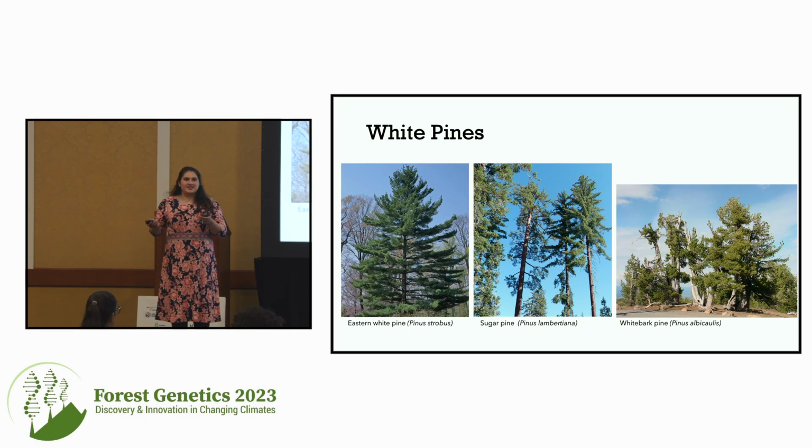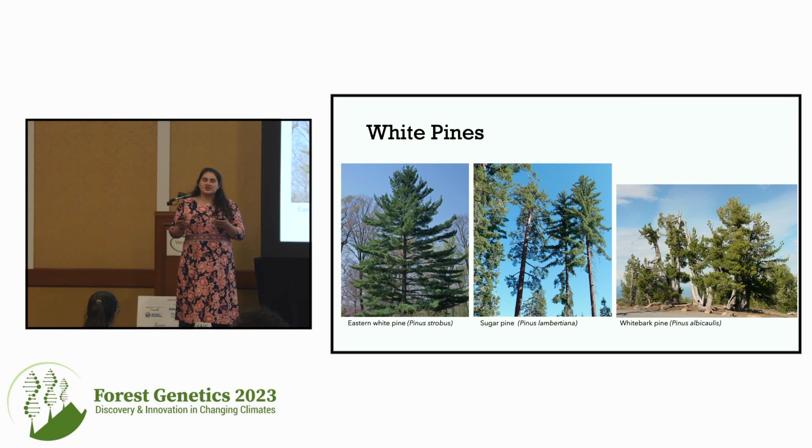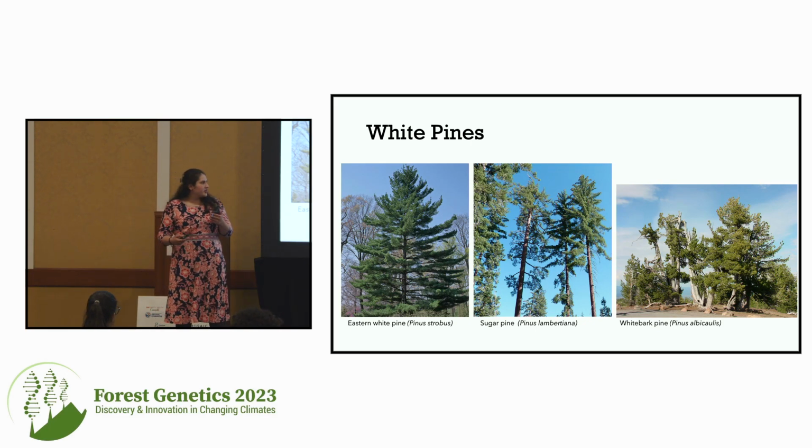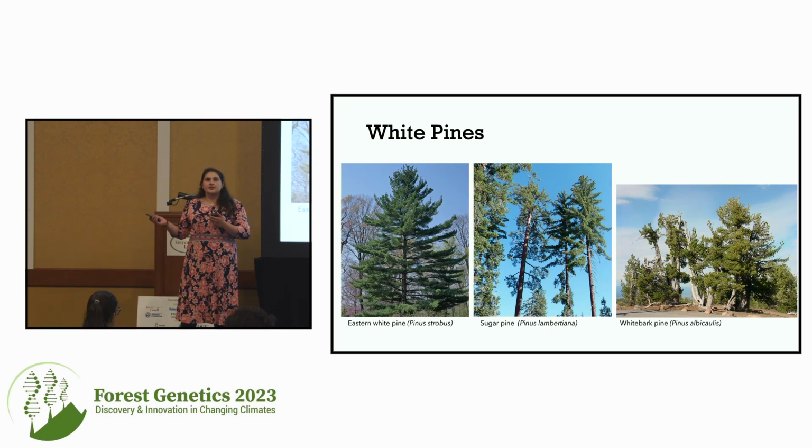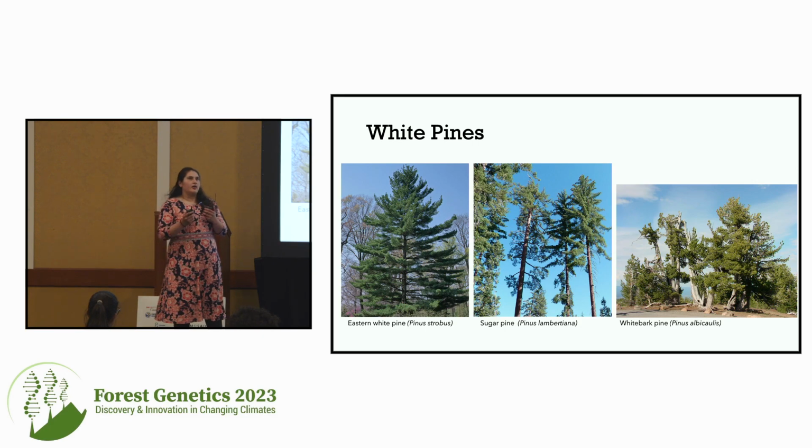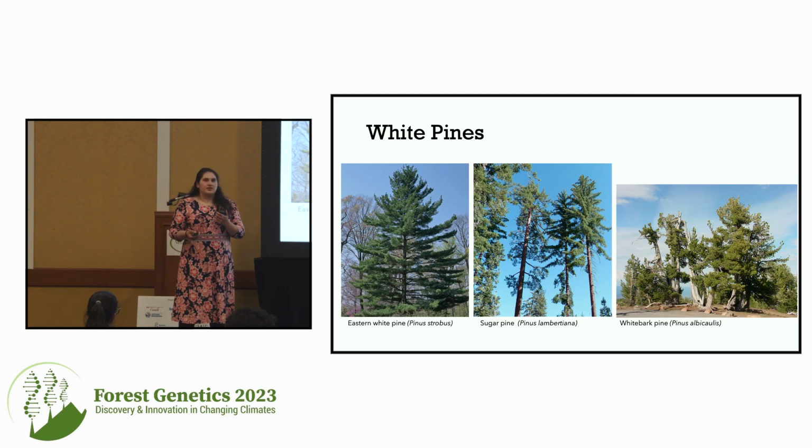So the white pines comprise the subsection Strobus of the genus Pinus. Notable species here in North America include eastern white pine, sugar pine, and whitebark pine. Whitebark pine is listed as endangered, I think, in Canada, and recently was listed as threatened in the United States. So that's a really ecologically important species. And obviously the reason why we care about this is not just for commercial purposes, but also for the overall health of ecosystems.